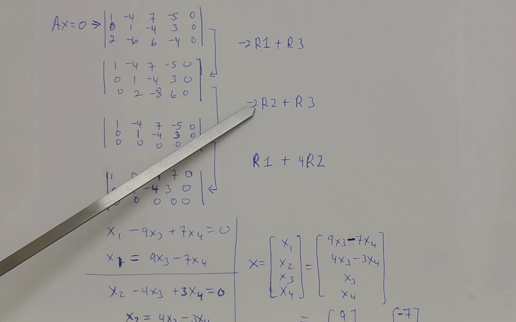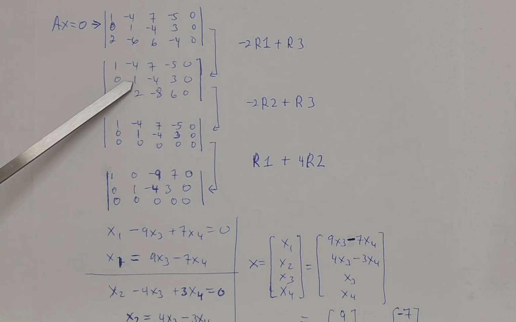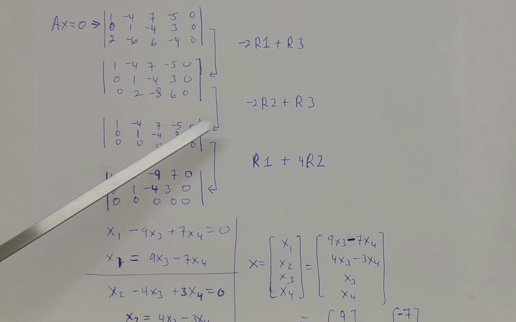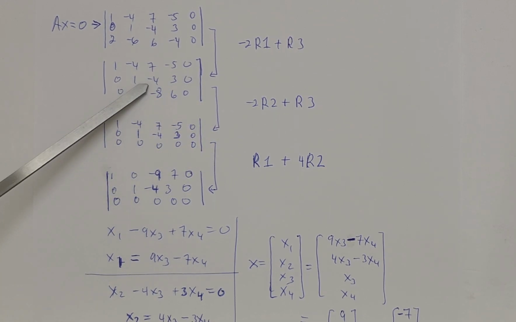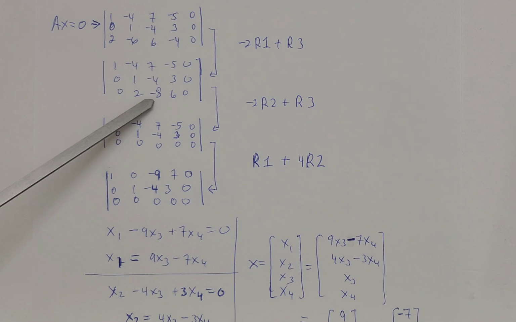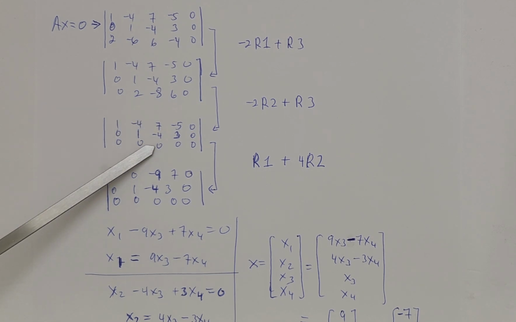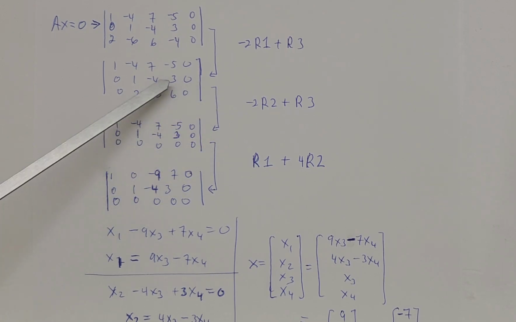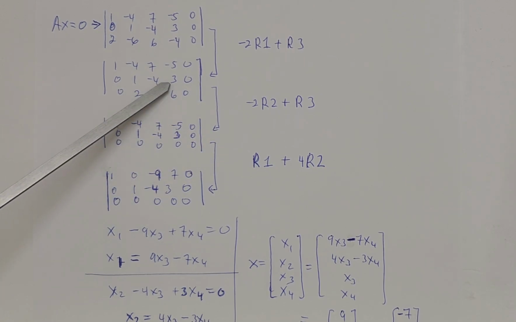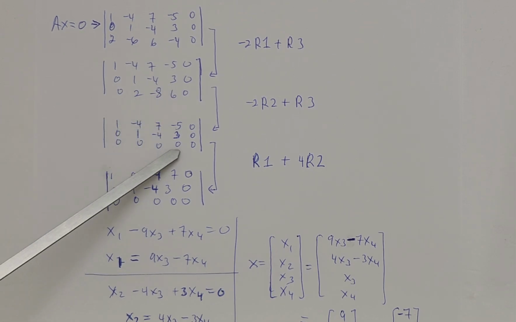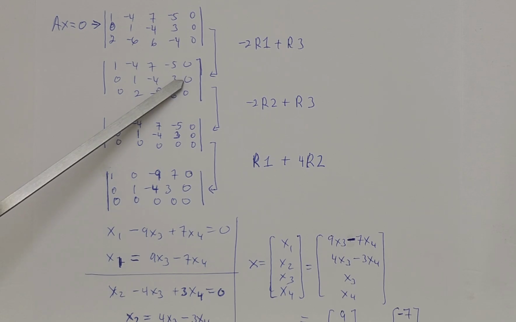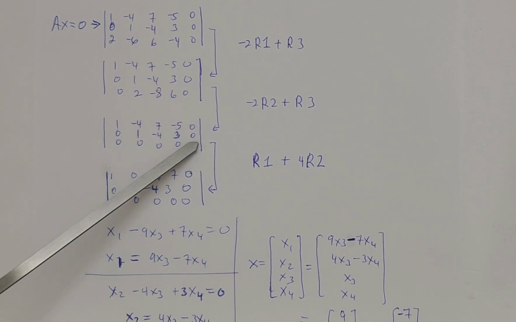Negative 2 times 1 is negative 2, plus 2 gives me 0. Negative 2 times negative 4 is positive 8. Subtract 8, which is 0. Now we need negative 2 times 3, which gives me negative 6. Negative 6 plus 6 also gives me 0. Negative 2 times 0 is 0. 0 plus 0 is also 0.